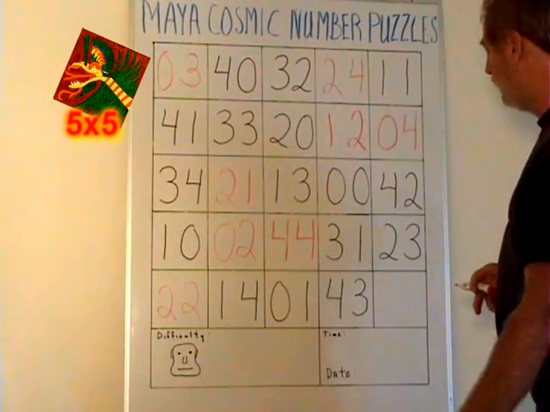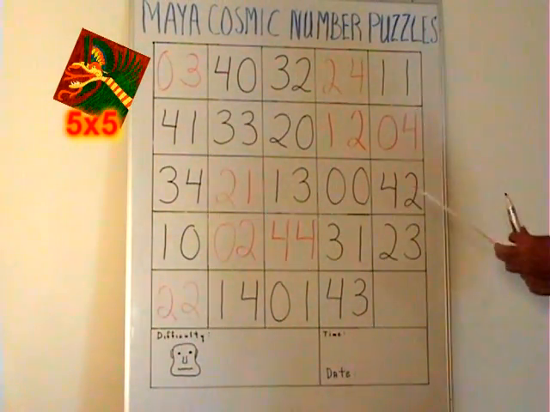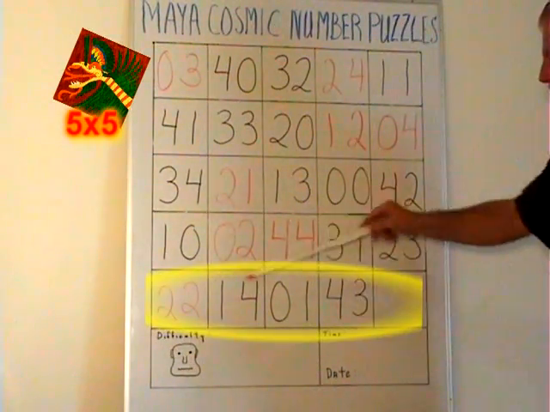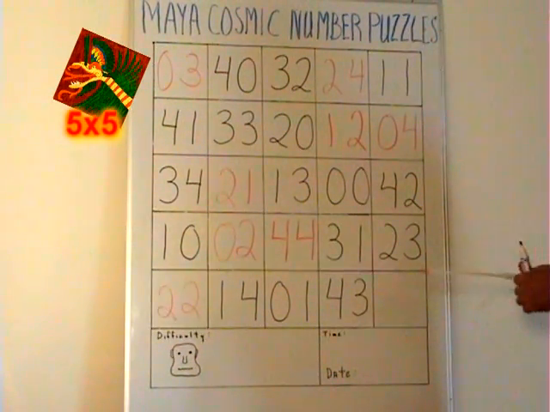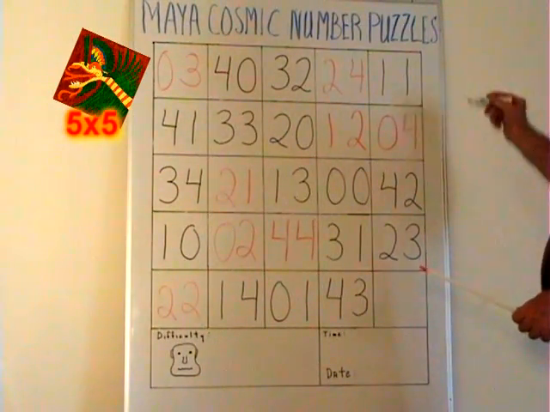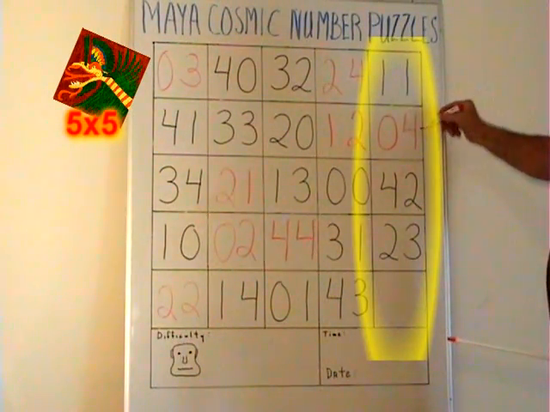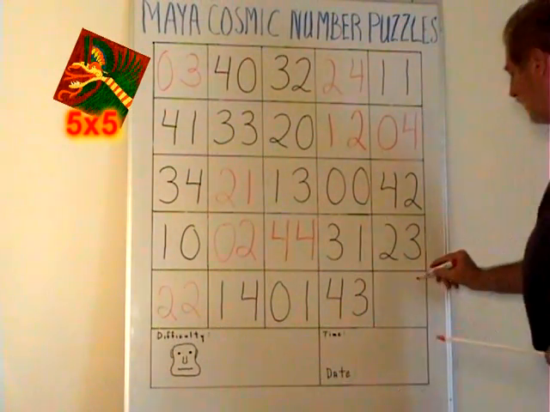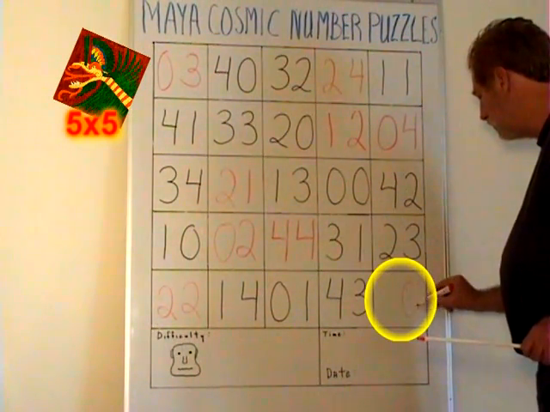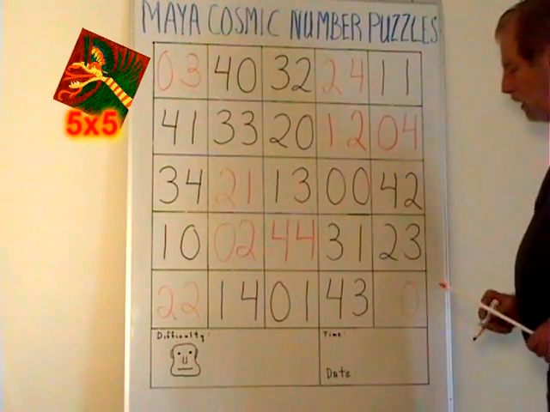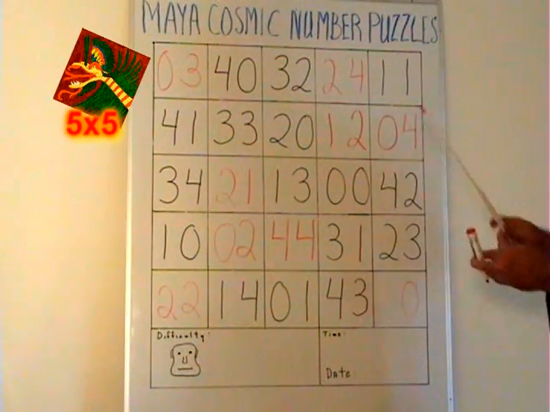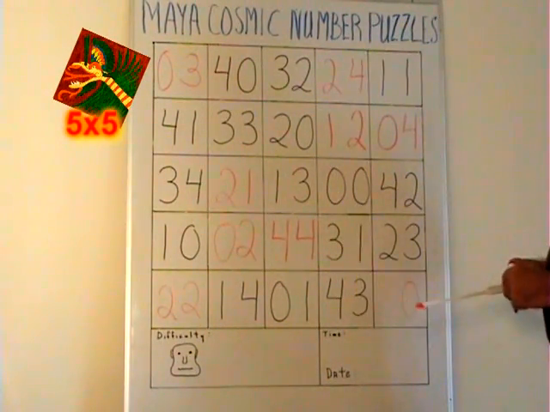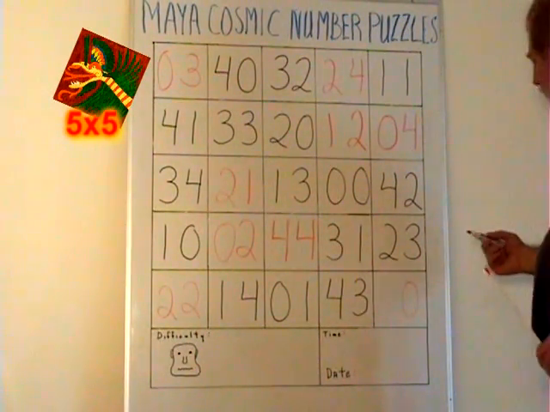That leaves us with only one square left to solve. We can solve it as a column, or we can solve it as a row. In this case, we'll solve it as a column. We have a 1, 4, a 2, a 3. So we are missing a 0. On the left side, we have a 1, a 0, a 4, a 2. So we are missing a 3.